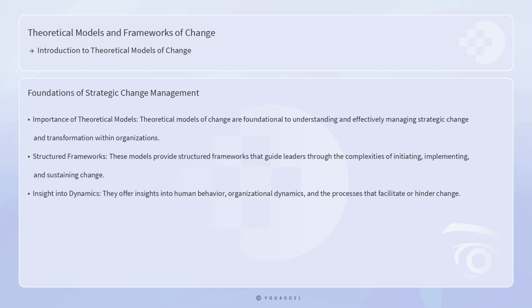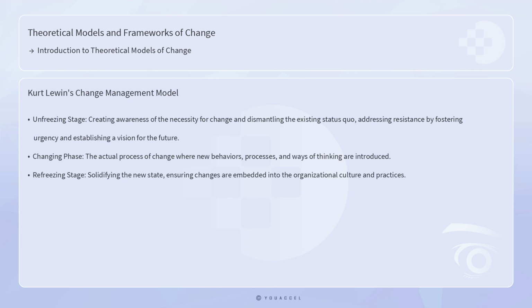The study of these theoretical models is crucial for anyone involved in strategic change and transformation management, as they offer insights into human behavior, organizational dynamics, and the processes that facilitate or hinder change. One of the most influential models in this domain is Kurt Lewin's change management model, developed in the 1940s. Lewin's model is based on a simple yet profound concept. Change involves a process of unfreezing, changing, and refreezing.